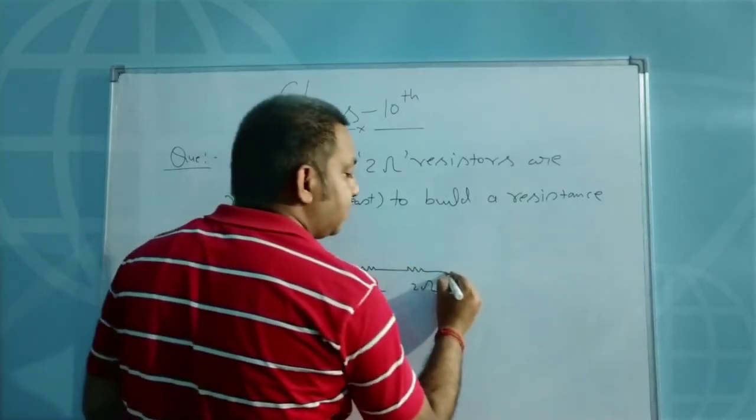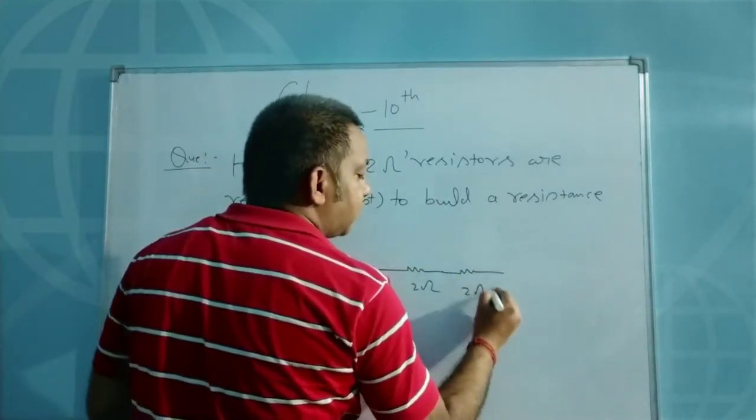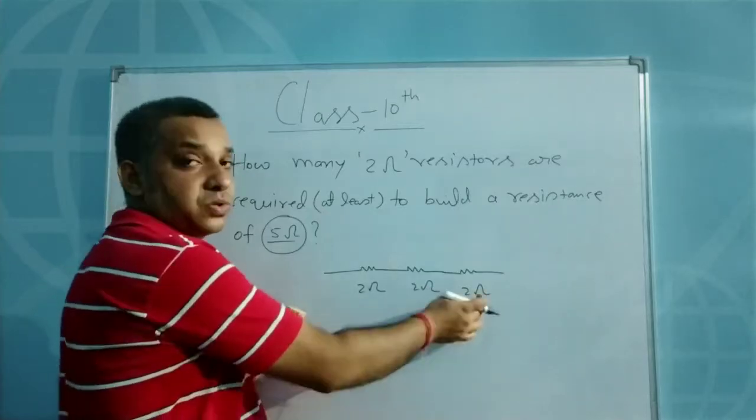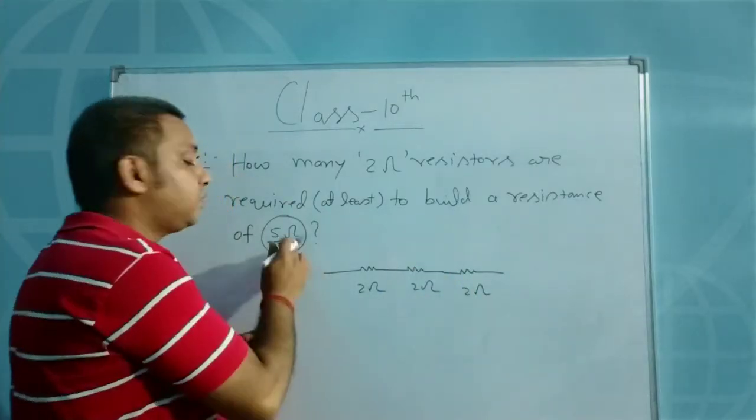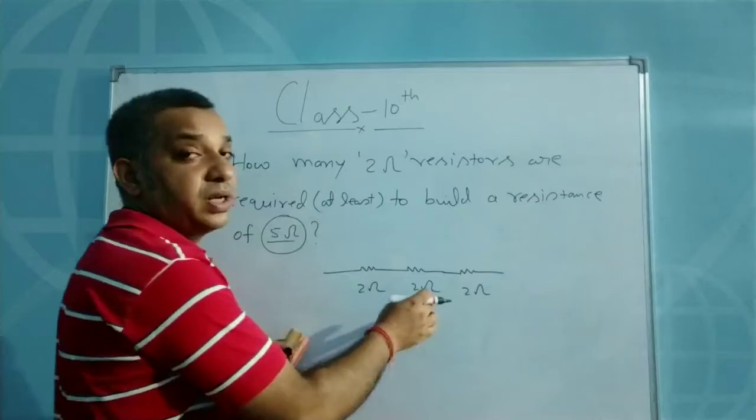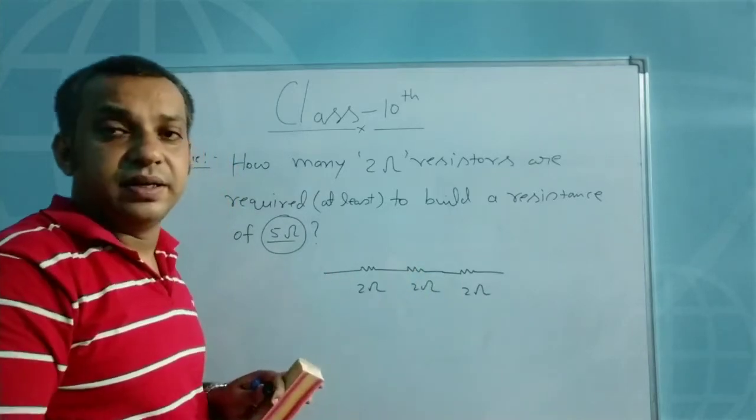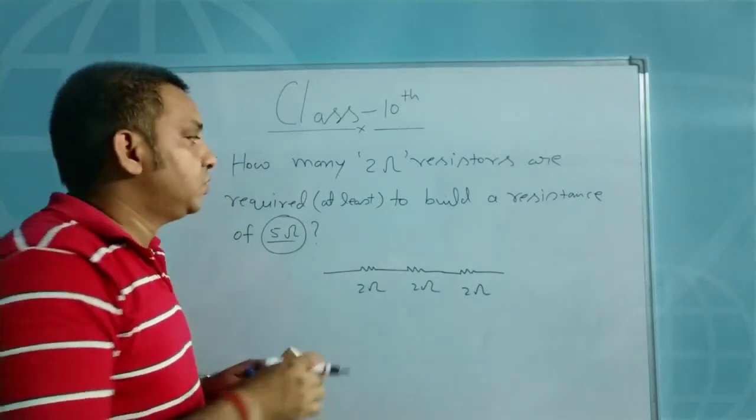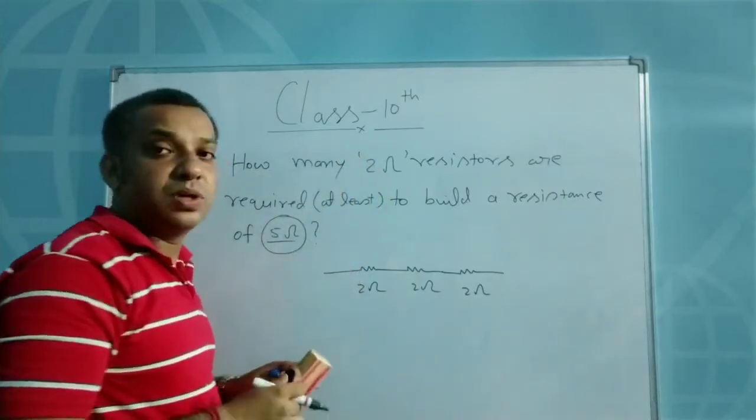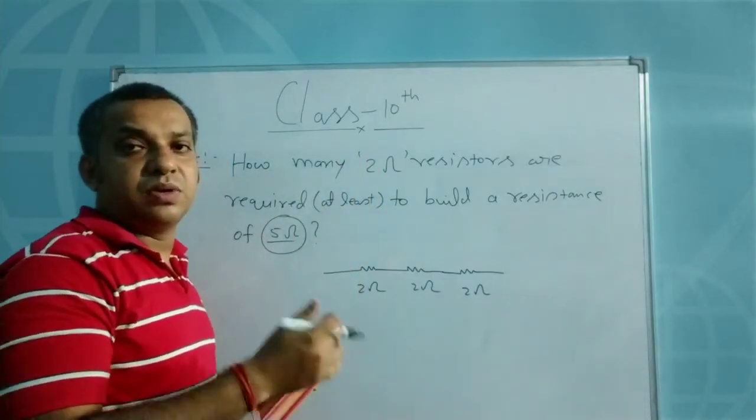Again, just connect one more 2 ohm resistor. Then what is the value? 2 plus 2 plus 2, that becomes 6 ohm. But our aim is only a 5 ohm resistor. That means we need to connect a third resistor such that its value is 1 ohm. So with the help of 2 ohm resistors, your aim is to build up 1 ohm. So how can you connect this?